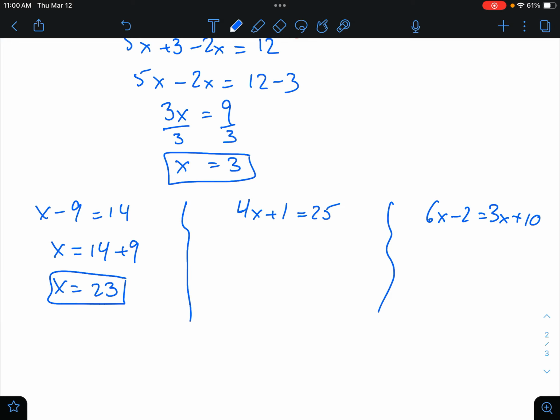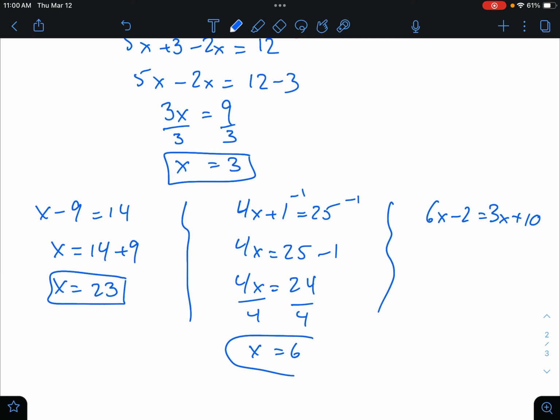Okay, so let's look at the next one here. So the next one, what I would do is I want to get this 4x by itself. That plus 1 is a problem. So I'm going to minus 1 on both sides. And we're going to get 4x equals 25 minus 1. And that's going to give me 4x equals 24. And the last step here is I need to get rid of this 4. We're going to divide by 4. And we get x equals 6. That's the answer for the second one.